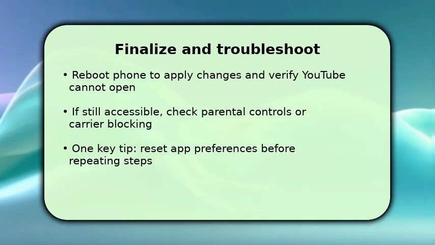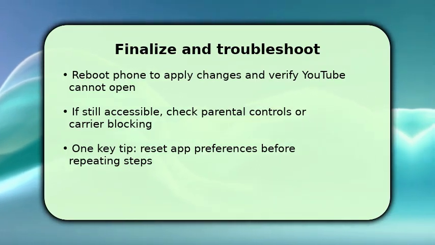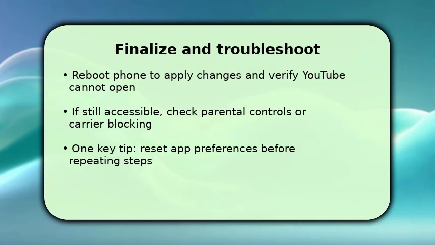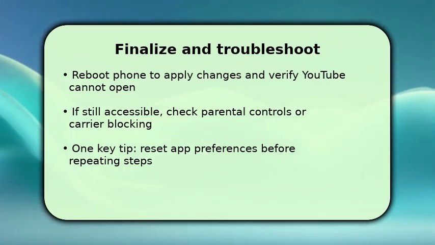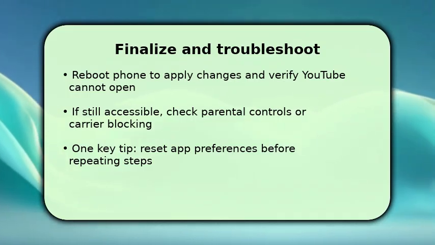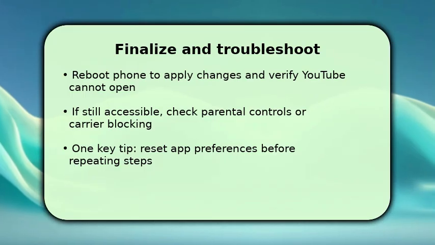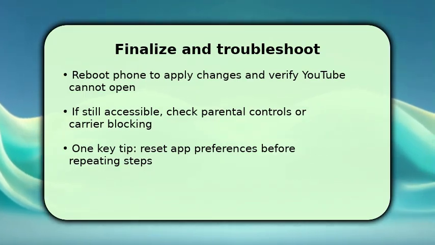If the app or site remains accessible, check for parental controls, browser cache, or carrier-level settings that re-enable services and adjust those accordingly. If updates restore the app, clear app data and reset app preferences in settings before repeating the disable steps. One troubleshooting tip: if nothing works, record exact firmware details so you can seek firmware.